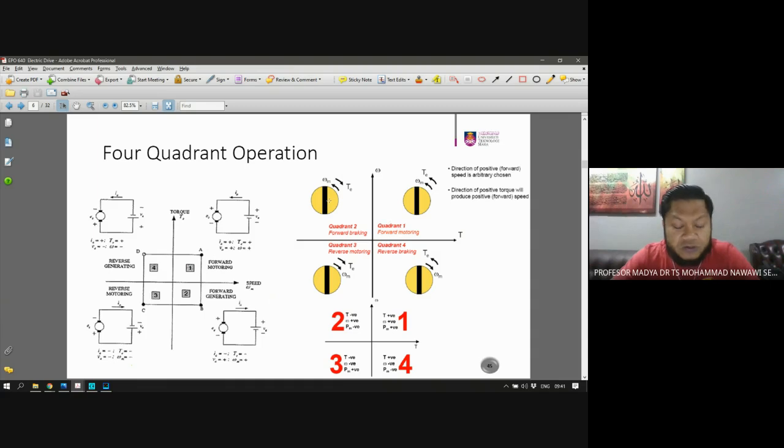And sometimes we can also represent the 4-quadrant operation with voltage and current. The armature current here and the VT or VA, sometimes known as terminal voltage or the armature voltage. And then you have 1, 2, 3, 4.